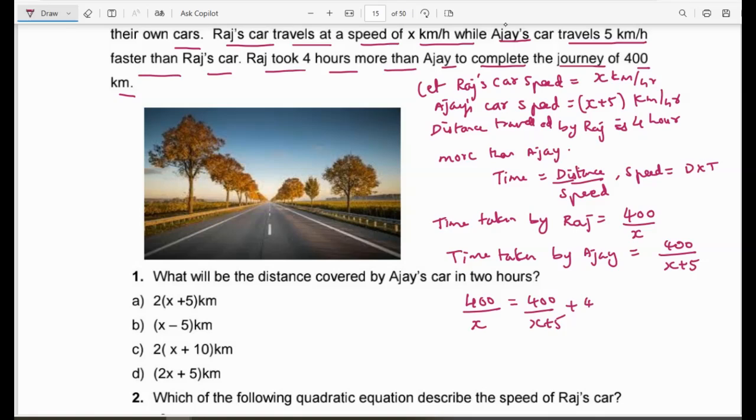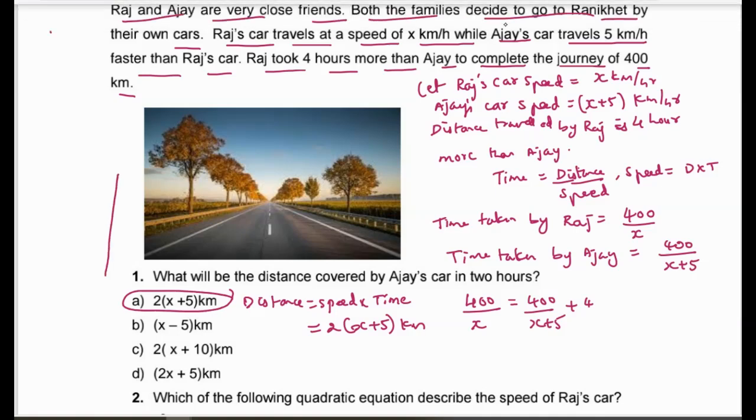So the distance traveled by Raj will be 4 more than the distance traveled by Ajay is the equation. Now according to this, what will be the distance covered by Ajay's car in 2 hours? Distance is speed into time. So time is 2 hours and speed of Ajay's car is x plus 5. So it will be 2 into x plus 5 kilometer. That is option A.